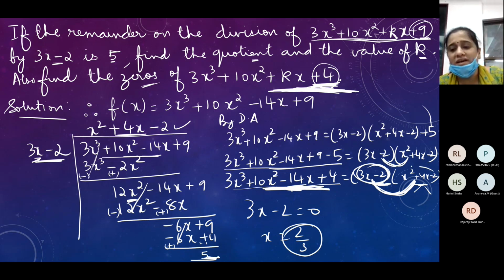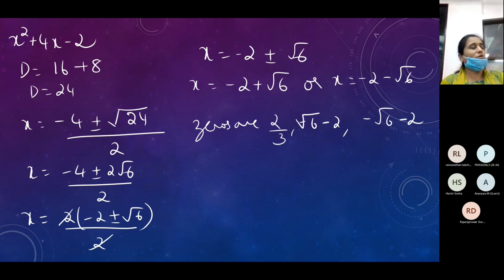The other two zeros are hidden in this, x squared plus 4x minus 2. The other two zeros are there. That's quadratic. It has two linear factors. So find that. Because you're not able to find the factors by splitting the middle term, use the quadratic formula.